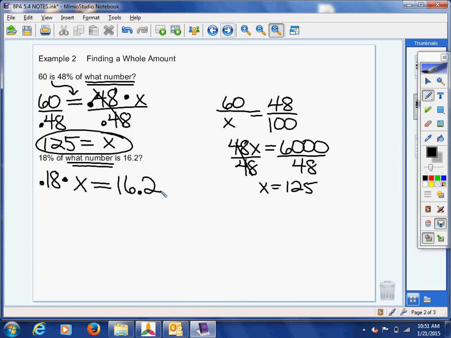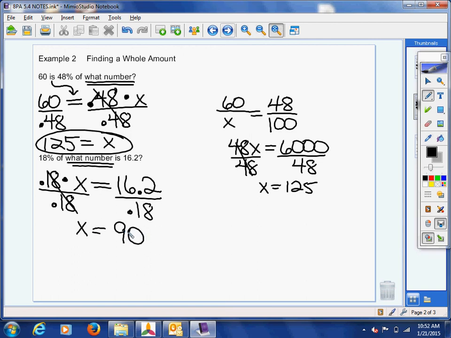How do I get x by itself? Divide each side by 0.18. Okay, this is where a calculator will be. We'll speed up your math here. Do 16.2 divided by 0.18. And it's exactly 90.